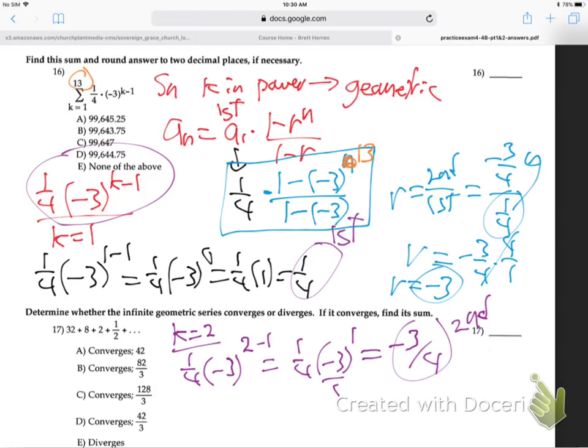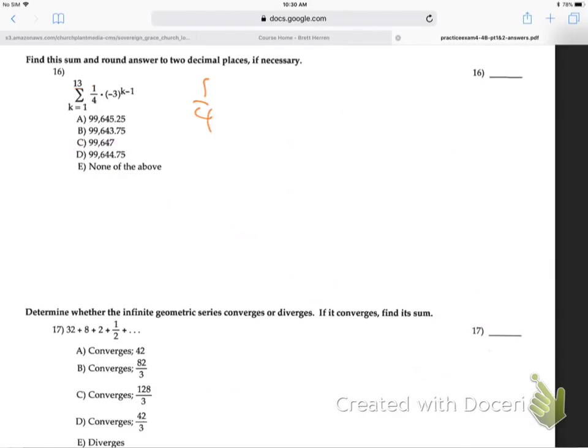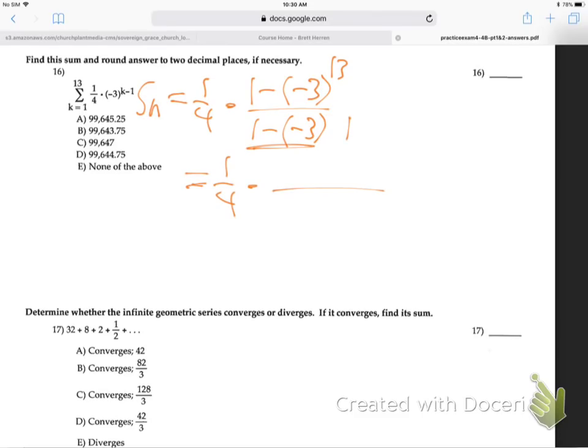Now we just have to work that out. You can type the whole thing into your calculator, but I think it'd be easier to take a couple of small steps first. Everybody good to there? So I've got 1 fourth times 1 minus 3 to the 13th over 1 minus 3. That's S sub n. I would simplify this: 1 minus 3 is 1 plus 3, which is 4, isn't it?